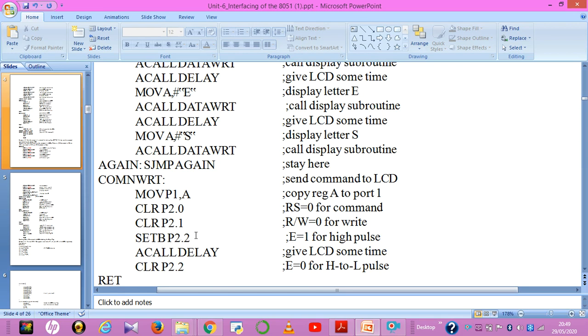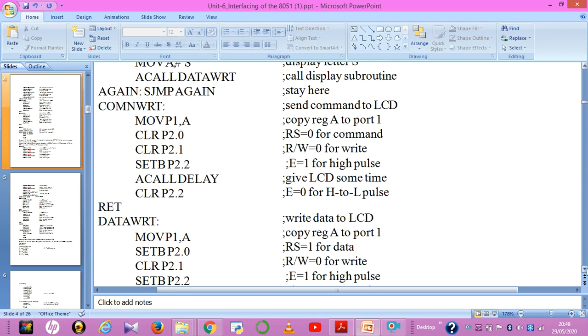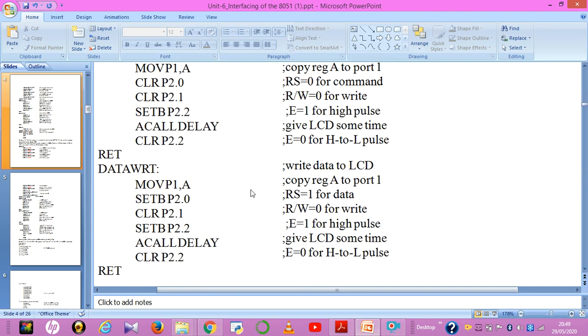These port pins are already assigned in the question itself. They tell which pins are assigned for which pins of the LCD. Next you have to call the delay to keep the LCD for some time. Finally you have to make enable 0 after displaying all characters, that is a high to low pulse. For data subroutines you have to write the data.